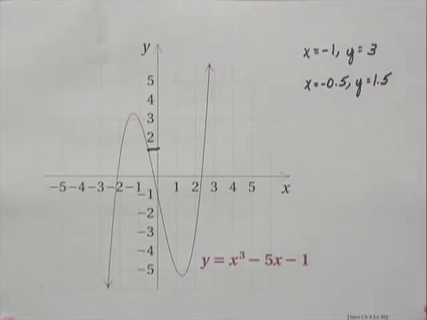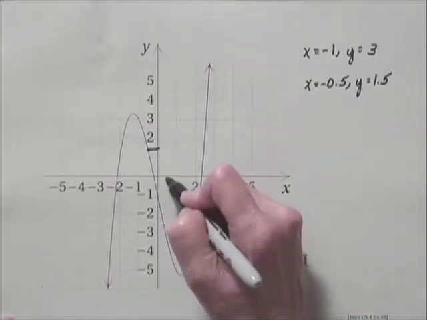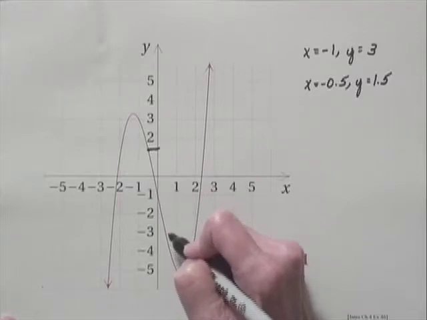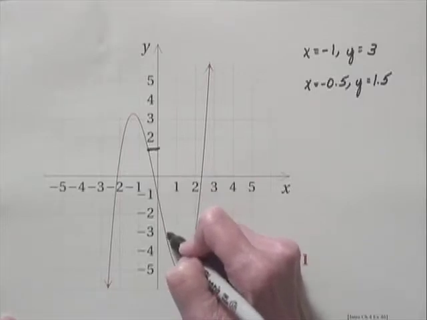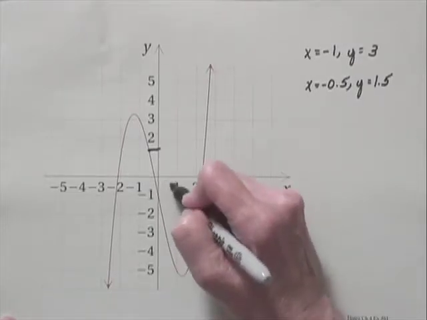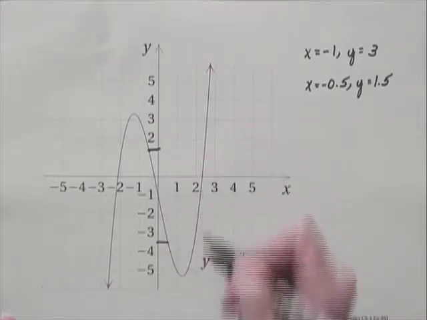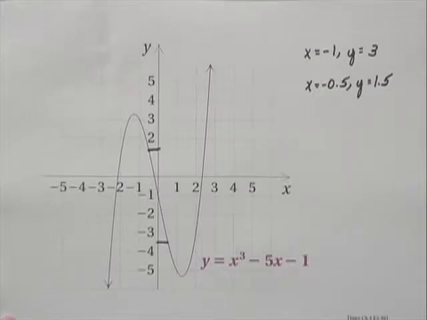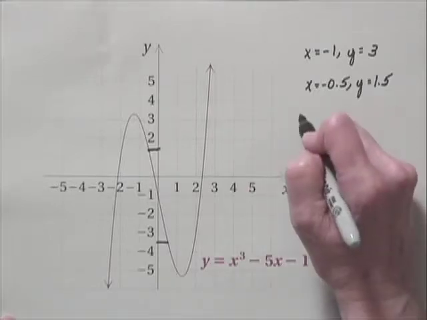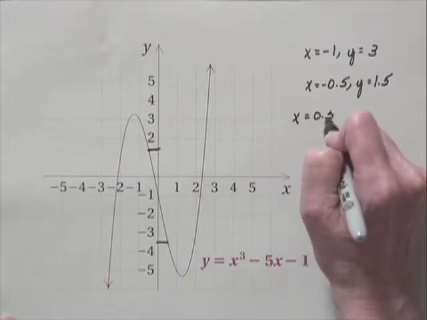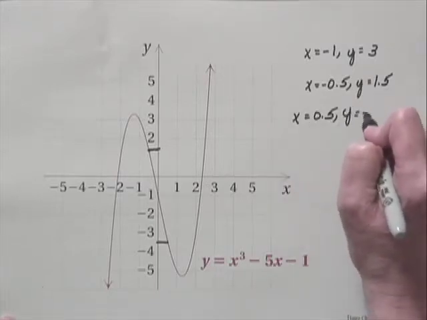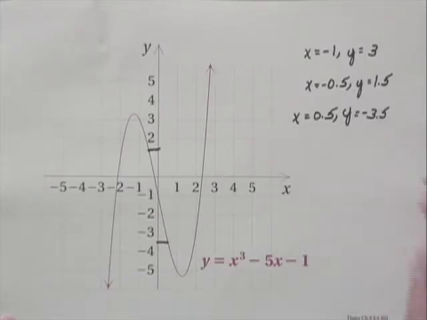Next, we're asked to find the value of y when x is 0.5. So we'll go back to the x-axis, locate 0.5, go down to the graph, and then go across to the y-axis. Let me see if I can go down as straight as I can. It looks like we're at about negative 3.5 on the y-axis. So we would say when x is 0.5, y is negative 3.5.